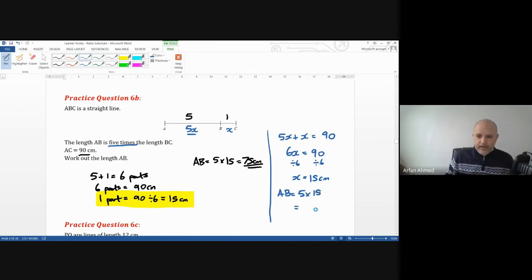It's pretty much the same working out, isn't it? 75 centimeters. So whether you use algebra or ratio makes no difference. You're still going to get the same answer, still get the same number of marks. Makes no difference whatsoever how you do this, as long as you get the same answer.